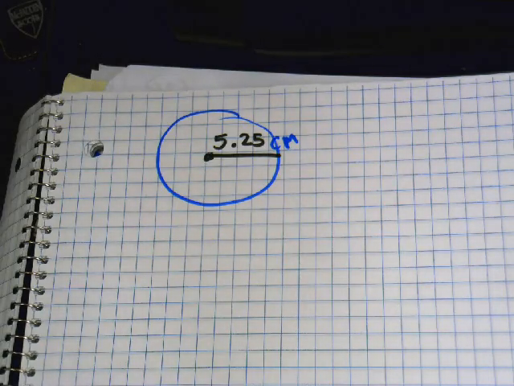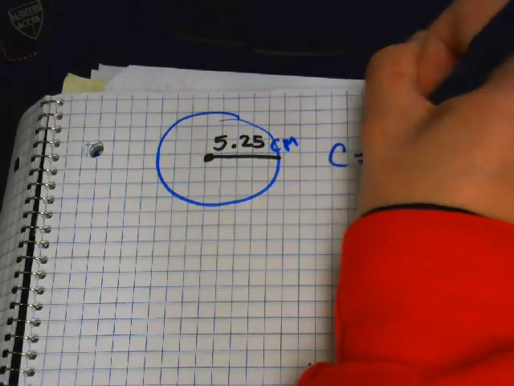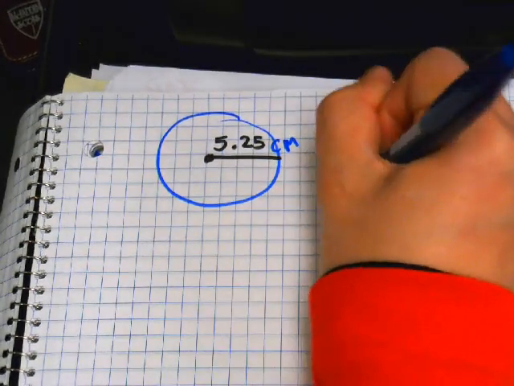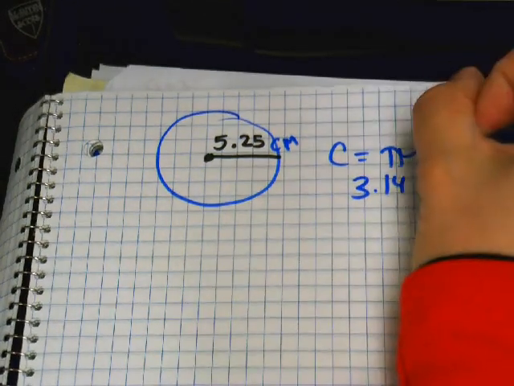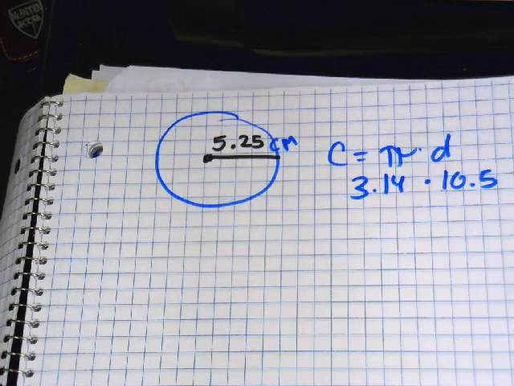There was a little mistake on the homework when it came to the units. I think it was a typo, right? All right. Circumference is equal to pi times d. What is pi? 3.14. But wait! What is the diameter in this problem? 10.5. Very good. 10.5.